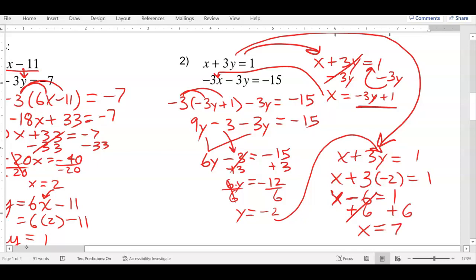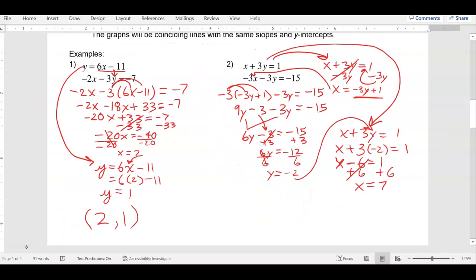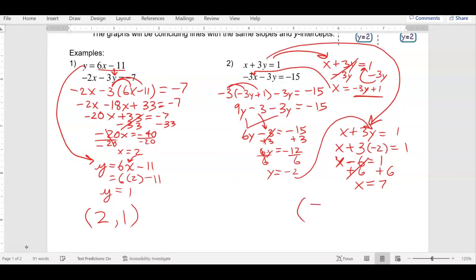After all that work, I have an x, I have a y, and I'm going to write it as an ordered pair. So x goes first, y goes second. It should be 7, comma, negative 2. Okay, so breathe after that one. What do you think about that? Are those doable? I'm going to show you all a trick that you might miss if you're not here.